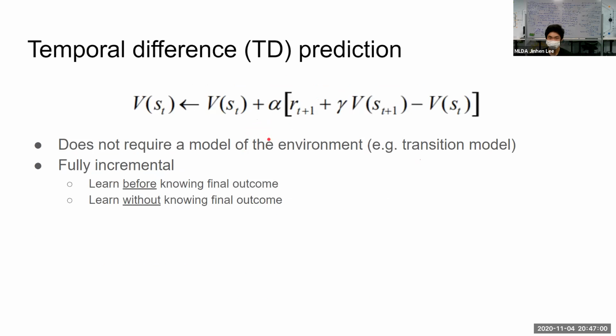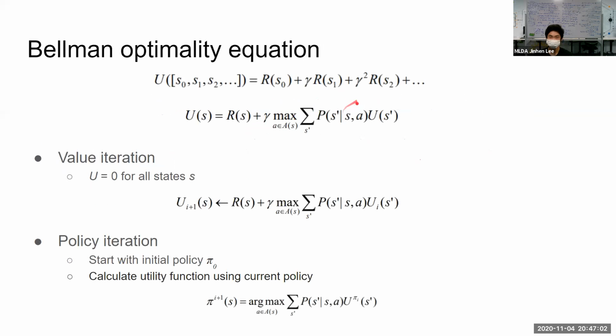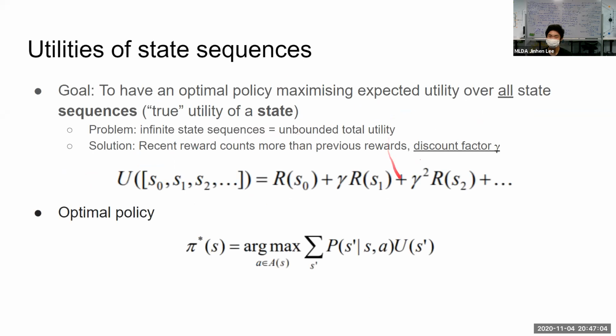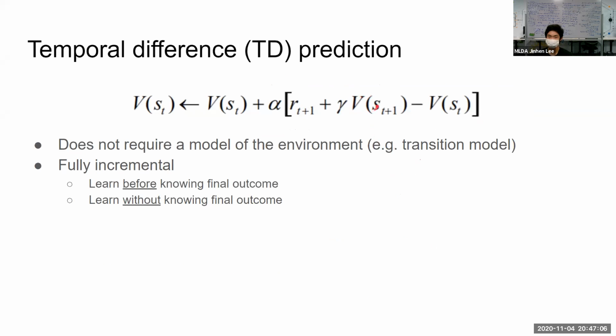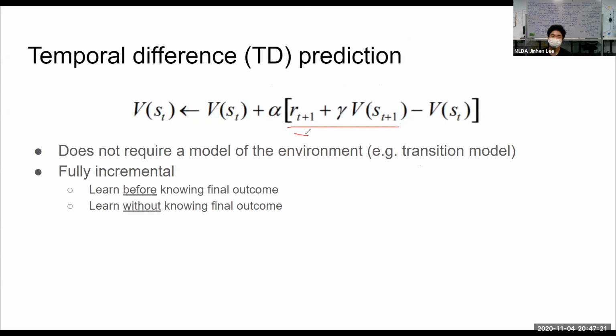Plus gamma, gamma is here again. And this thing is the U of S prime, which is the utility of the next state. So this thing we call an unbiased estimate of this V of S_t, and we call it the TD target. TD target.